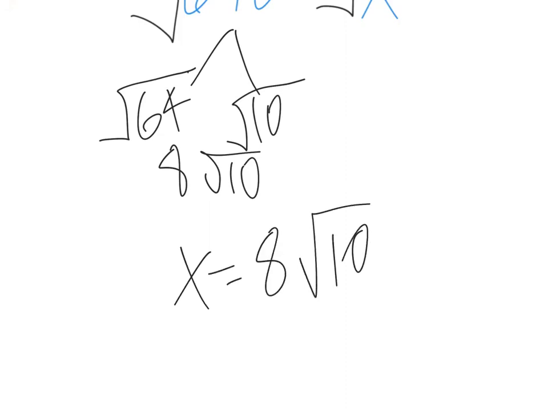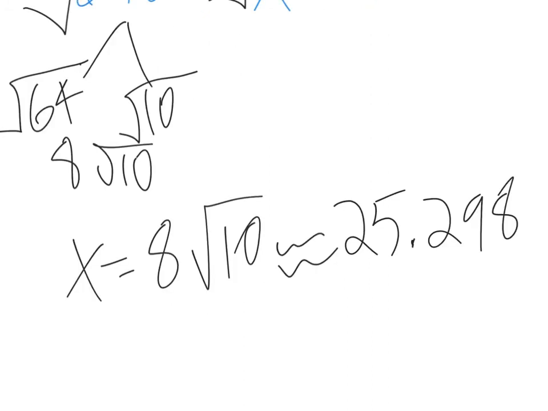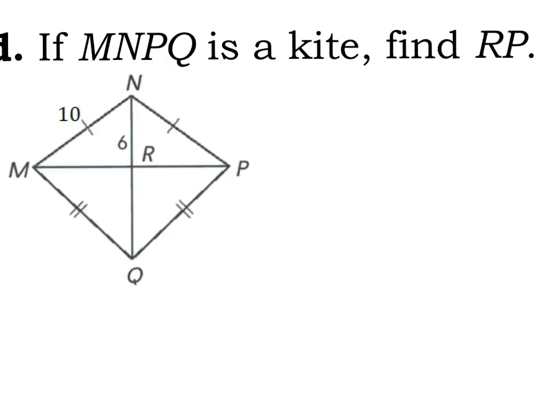But if you were to round that out, I'm going to round it to the nearest thousandths place. So we'll just need to type that into our calculator. I get approximately 25.298. So in my final example, we're going to find RP.